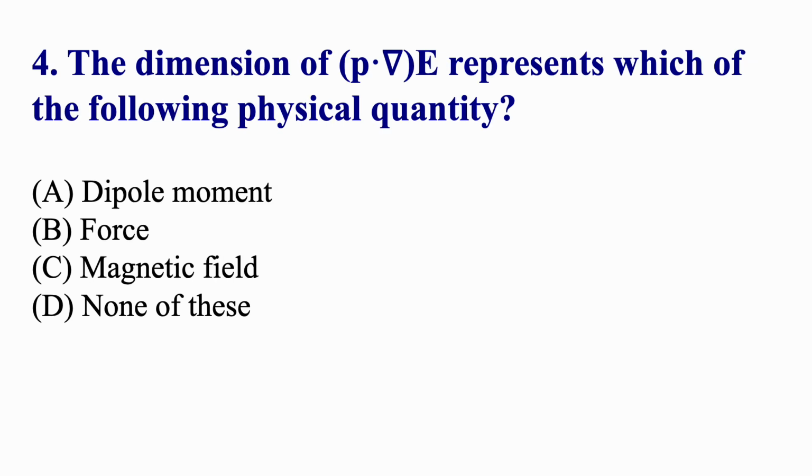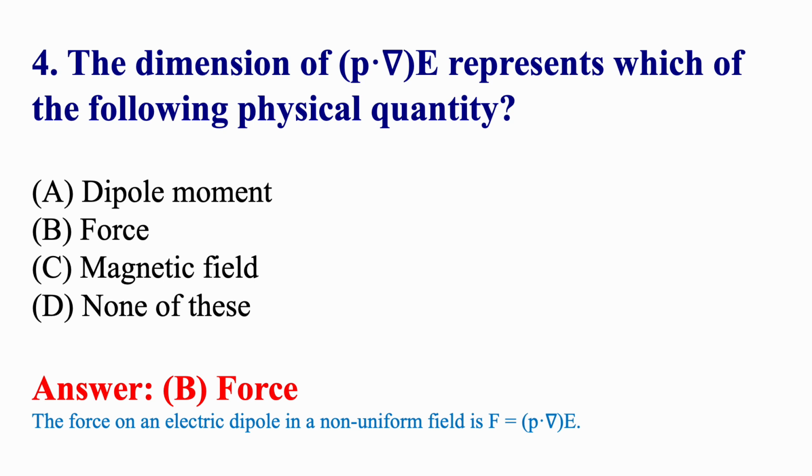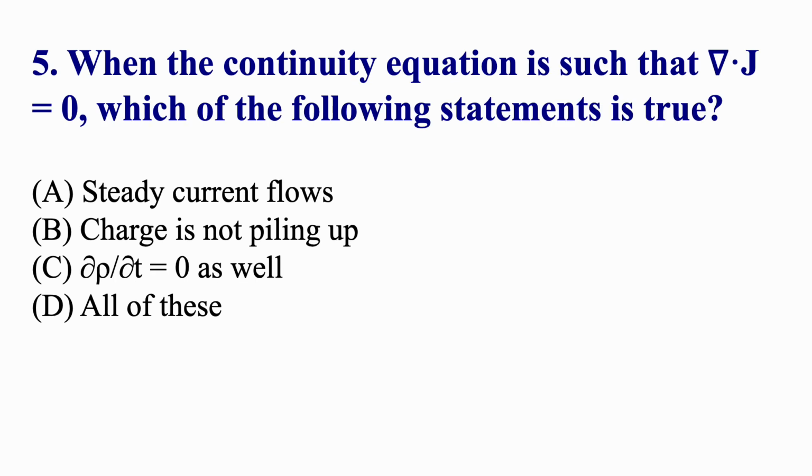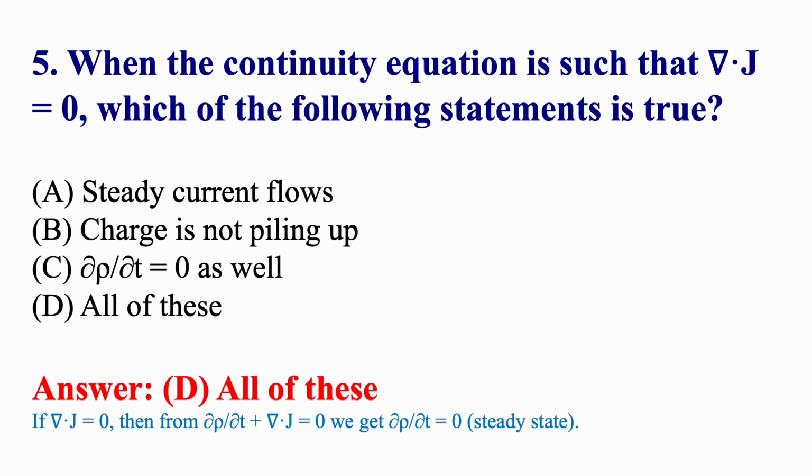The dimension of P dot del E represents which of the following physical quantity? Force. When the continuity equation is such that del dot J is equal to 0, which of the following statements is true? All of these. A is steady current flows, B is charge is not piling up, C is partial P by partial T is equal to 0 as well.